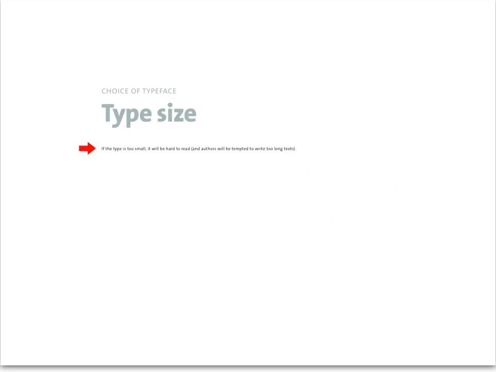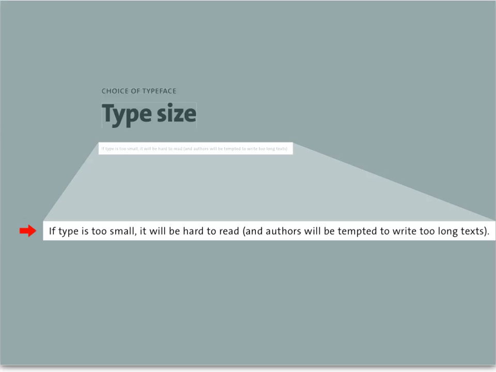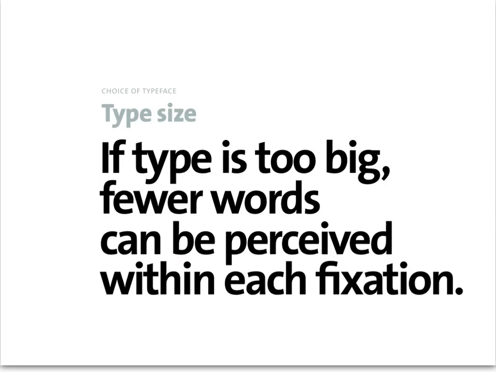In general, you should always have a look at your body type on a printed page, not on the screen, to see if the size is right. If type is too small, it will be hard to read, and authors will be tempted to write too long texts. On the other hand, there's no reason to waste precious space. If type is too big, fewer words can be perceived within each fixation.